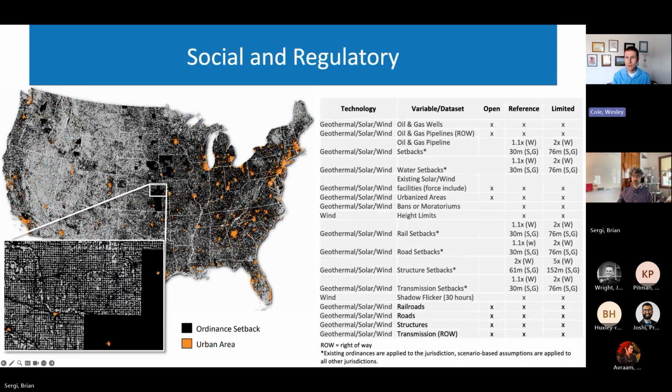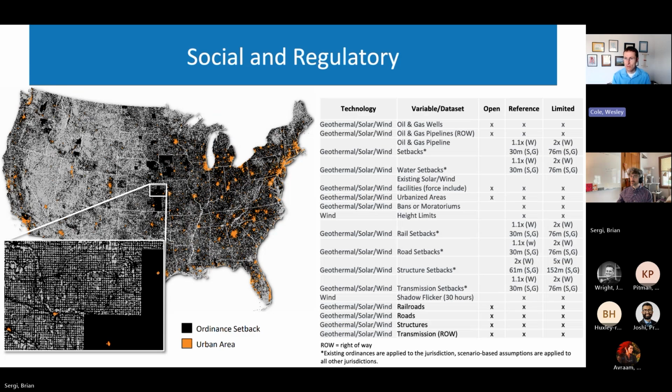So social regulatory is the next aspect, where urban regions would be excluded. If you're just an urban region, you're not necessarily automatically excluded, but those urban regions tend to have high density of structures and roads, et cetera, that lead to lots of exclusions. So depending on the specific siting, open, reference, or limited, more or less of those regions will be excluded. We also, in this one, capture a lot of setbacks. Those setbacks are pulled from ordinances. We'll talk about those in a minute.